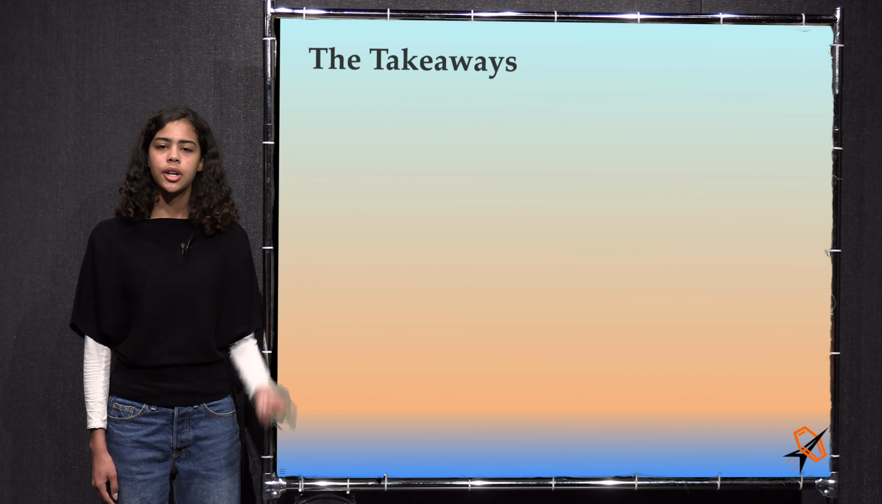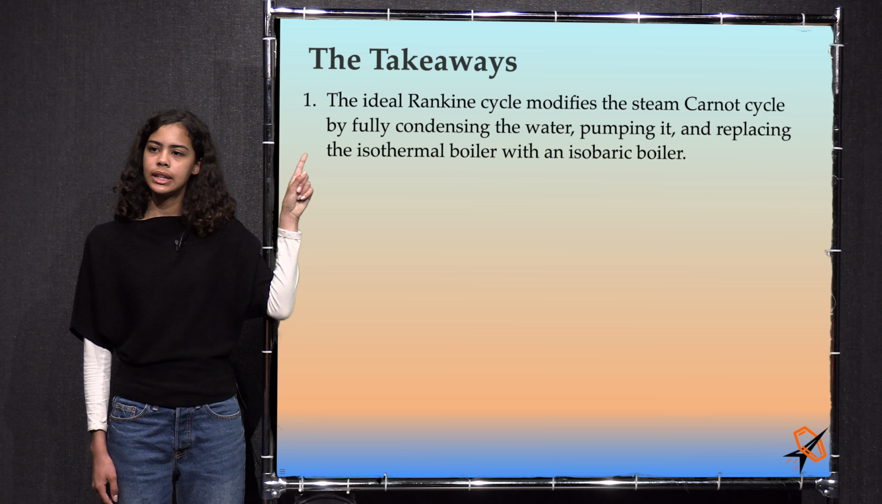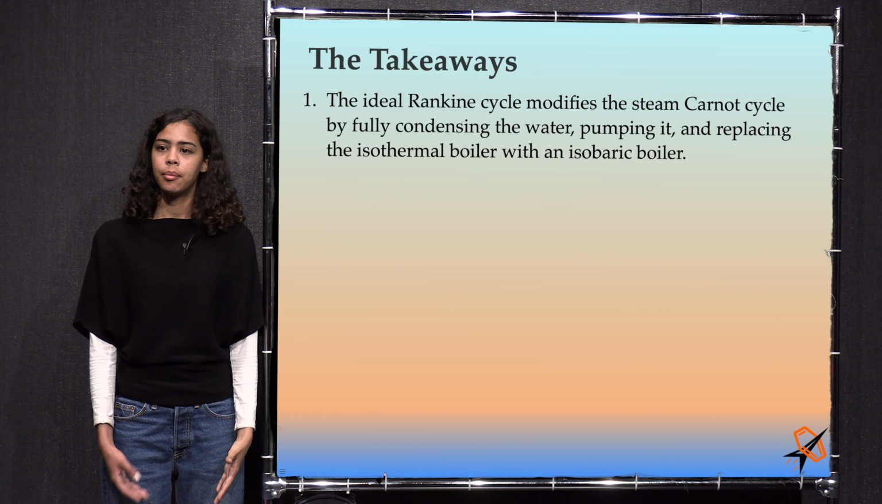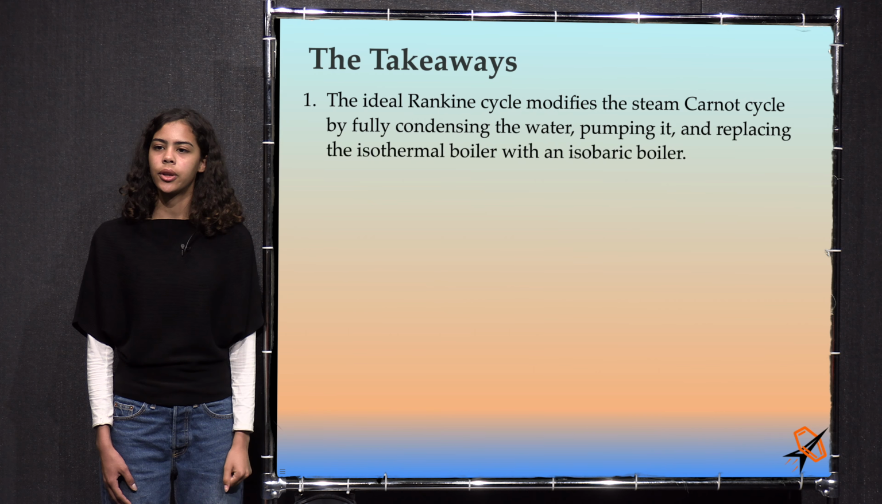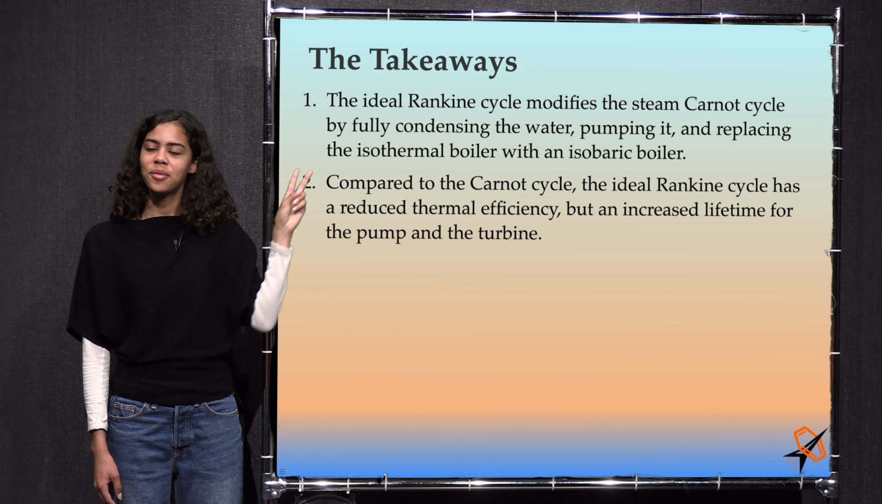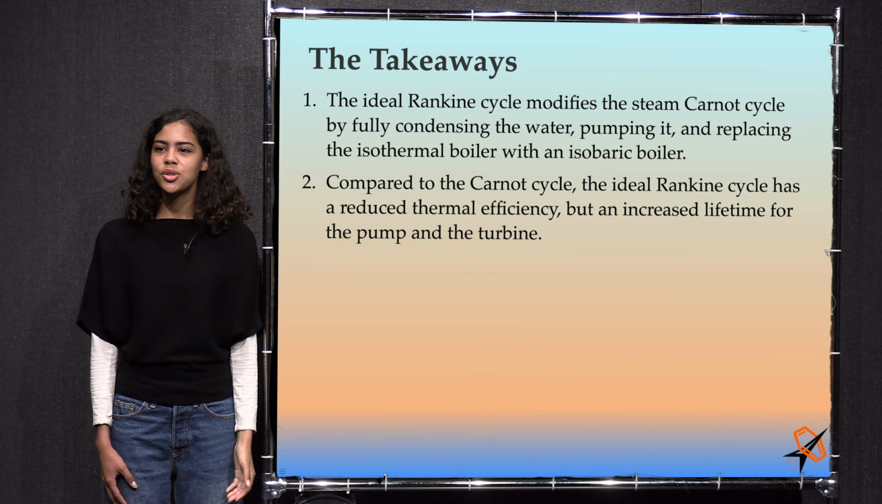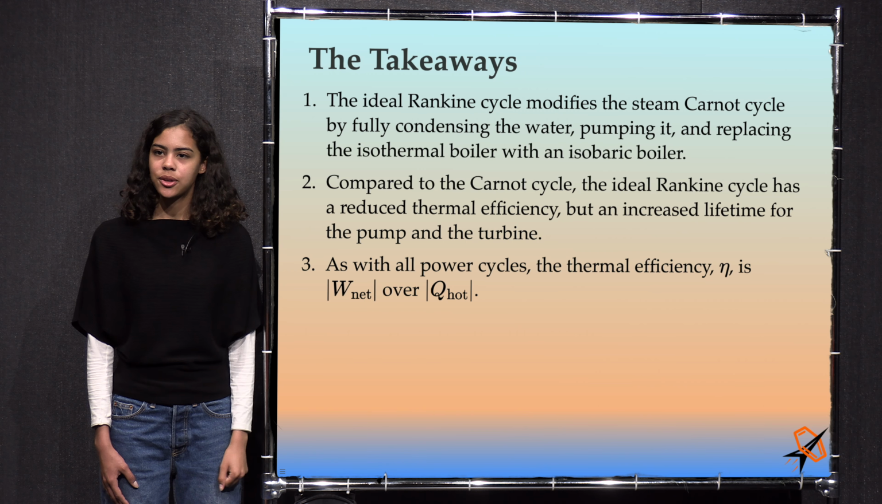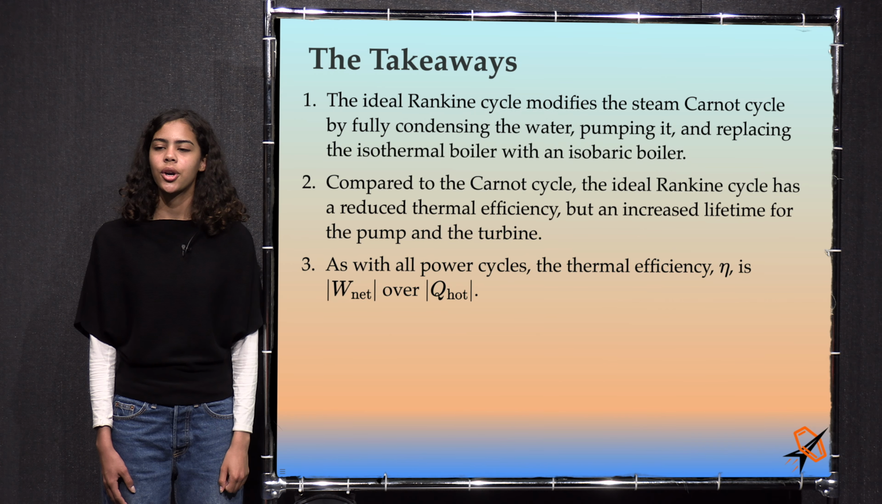The takeaways from this video are: 1. The ideal Rankine cycle modifies the steam Carnot cycle by fully condensing the water, pumping it, and replacing the isothermal boiler with an isobaric boiler. 2. Compared to the Carnot cycle, the ideal Rankine cycle has a reduced thermal efficiency, but an increased lifetime for the pump and the turbine. And 3. As with all power cycles, the thermal efficiency is the net work over Q hot.